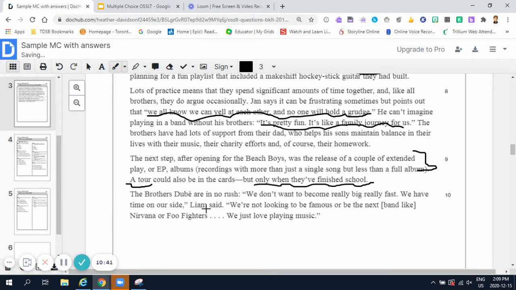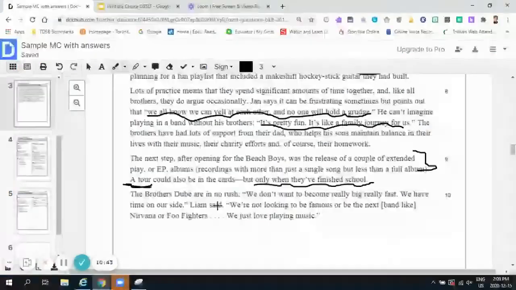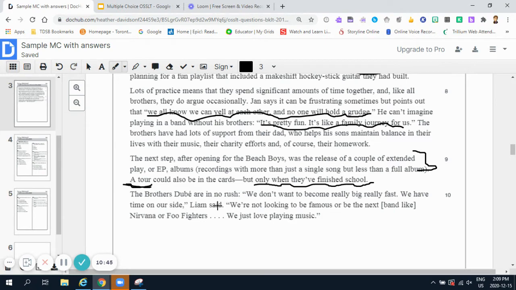The brothers Dubé are in no rush. We don't want to become really big really fast. We have time on our side, Liam said. There's another quotation. We're not looking to be famous or to be the next band like Nirvana or the Foo Fighters. We just love playing music.